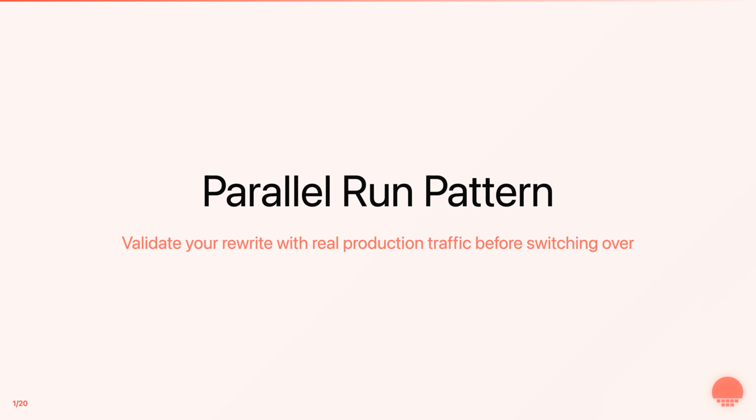Instead of crossing your fingers and flipping the switch, you run both your old system and your new system side by side, compare their outputs, and catch discrepancies before they affect customers. By the end, you'll know what the parallel run pattern is, how to architect the traffic routing, and most importantly, how it solves that fundamental validation problem every rewrite faces.